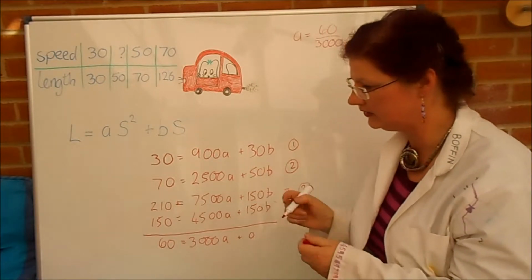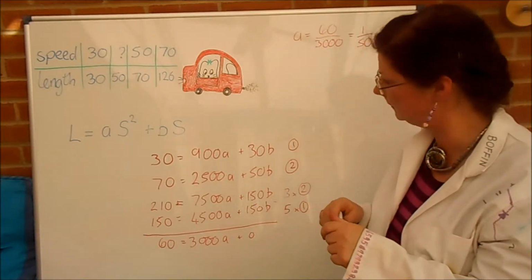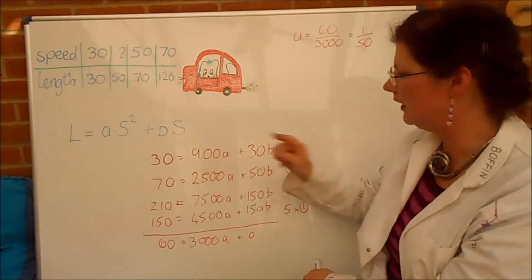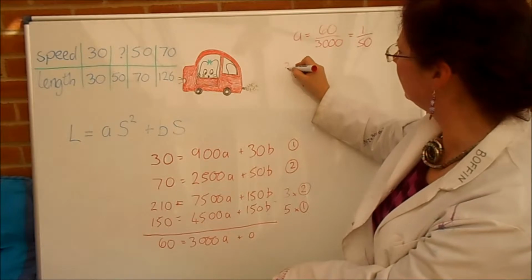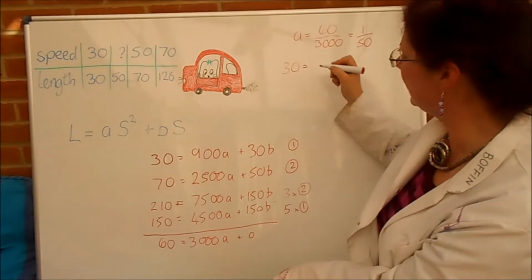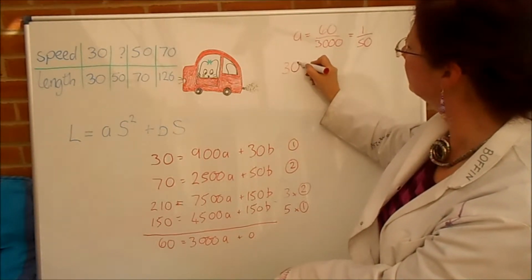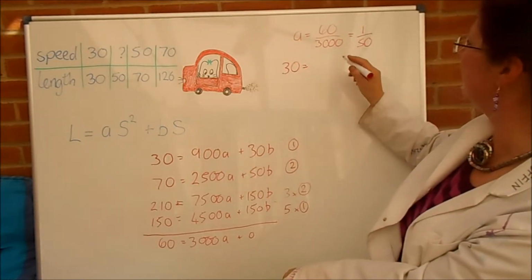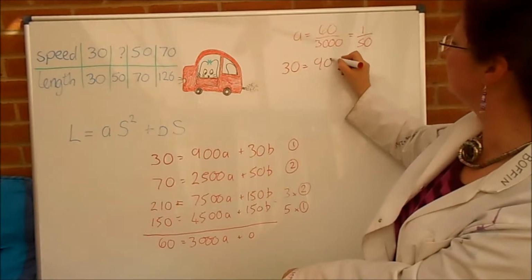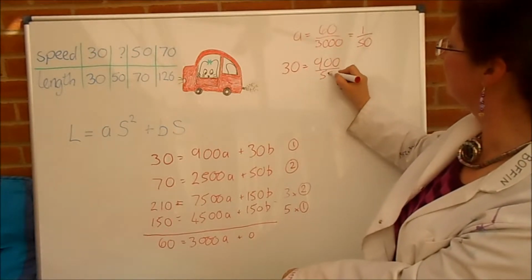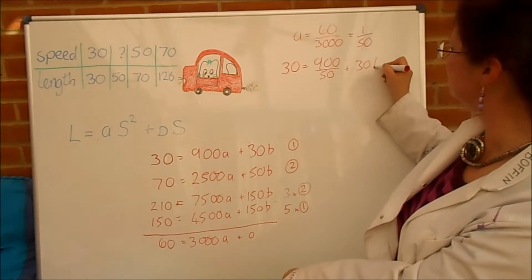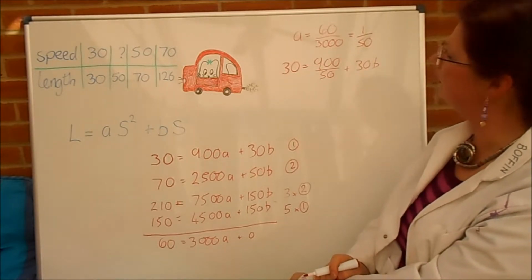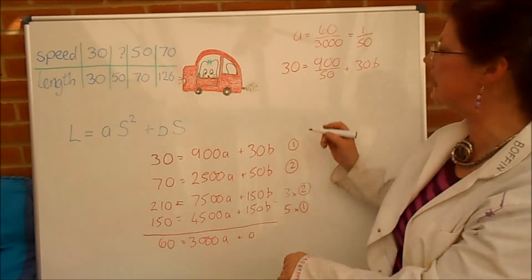Okay, I'm going to leave that as a fraction. You could put 0.02 if you wanted. Okay, so that's for A. Substituting into that one there, I'm going to say 30 on the left hand side. My pens keep running out. It's because it's really hot here. 30 is equal to 900A, so I'm going to put that as 900 over 50 plus 30B. Okay, 900 over 50, that's 90 divided by 5, which is 18, isn't it?